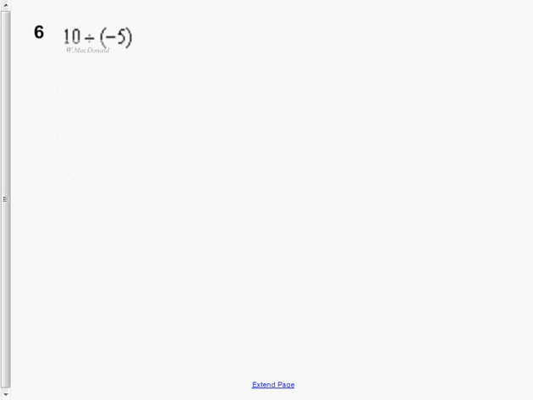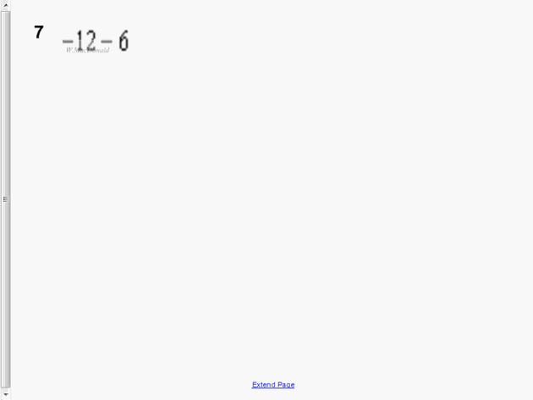Question 6 says 10 divided by -5. So +10 divided by -5. Contextually, there's no real context for taking 10 and dividing it by -5. However, the rule says just divide 10 by 5, and that gives you 2. This is a positive, this is a negative, which means they're opposite signs, which means you have a negative quotient, and a quotient is simply the answer to a division.